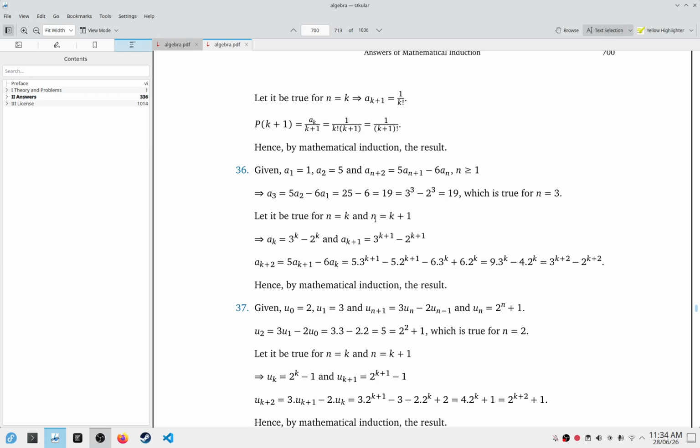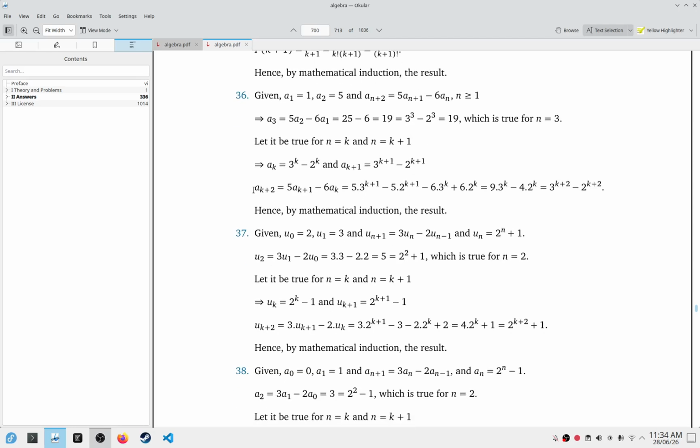Let it be true for n is equal to k and n is equal to k+1. So we have a(k) is equal to 3 to the power k minus 2 to the power k, and a(k+1) is equal to 3 raised to the power k+1 minus 2 raised to the power k+1. So a(k+2) becomes 5a(k+1) minus 6a(k). So we have this expression now. What we have is 5 times 3 raised to the power k+1 minus 5 times 2 raised to the power k+1 minus 6 times 3 raised to the power k plus 6 times 2 raised to the power k. Now we solve this and we get eventually 3 raised to the power k+2 and 2 raised to the power k+2.